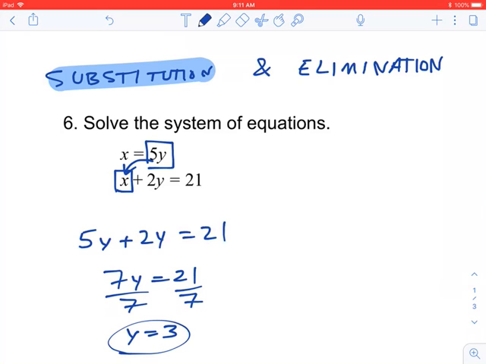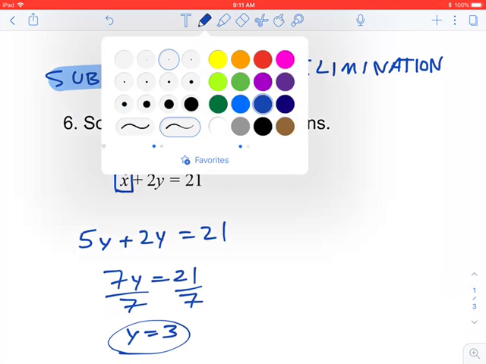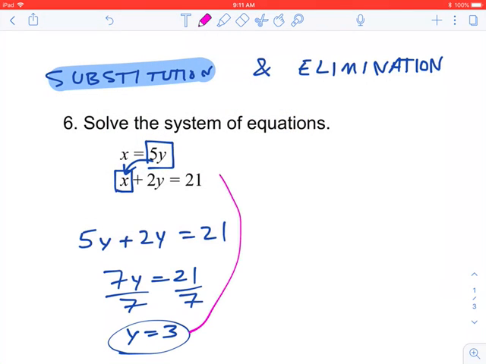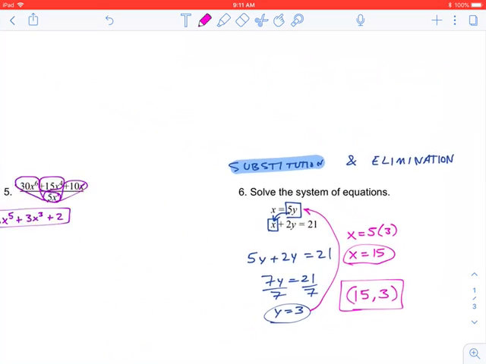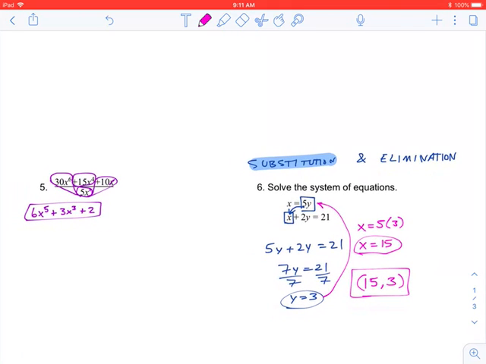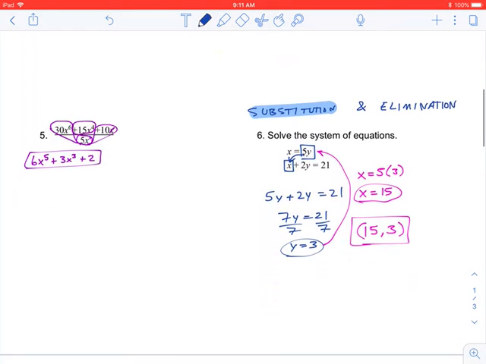Okay? And so I'm not done yet. Remember, there's x and y. So I got to plug that back in. I get x equals 5 times 3, and so x equals 15. So my final answer is 15, 3 for my point, x comma y. Okay? So let's go to the back side and finish up.